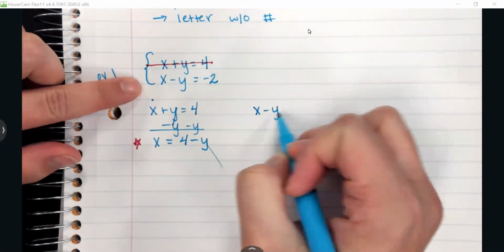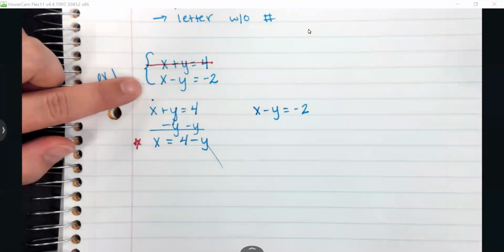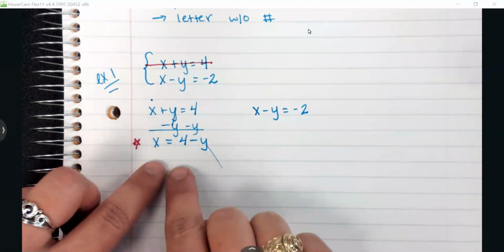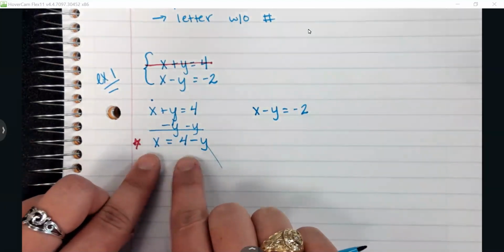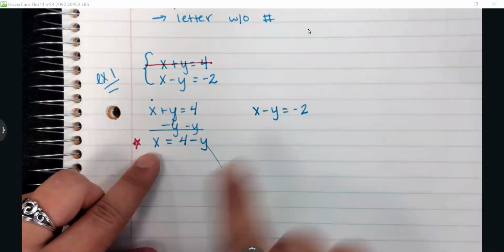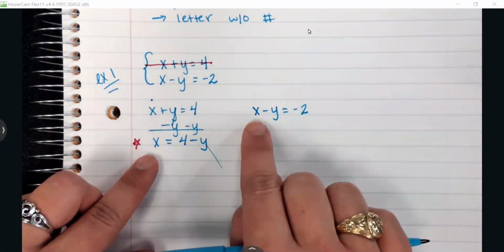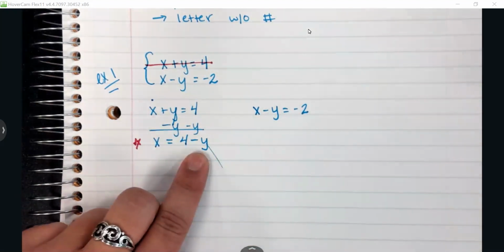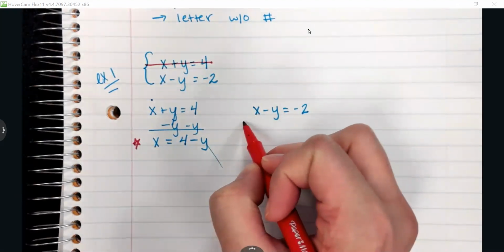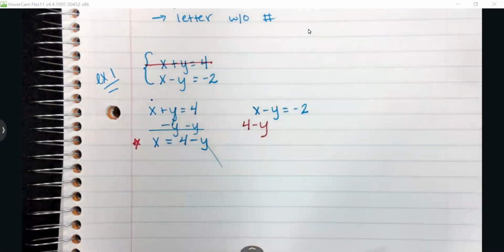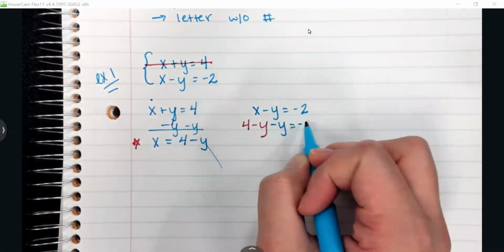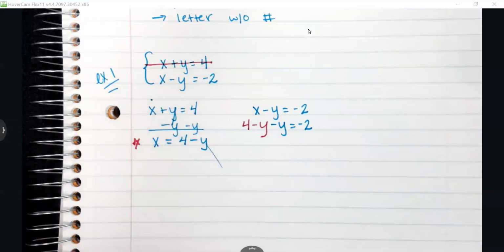x minus y equals -2. I take what I just solved for and I substitute. I replace it. So instead of x, what am I going to write? 4 minus y. That's what x equals. So instead of x, I have 4 minus y. And I keep writing minus y equals -2.